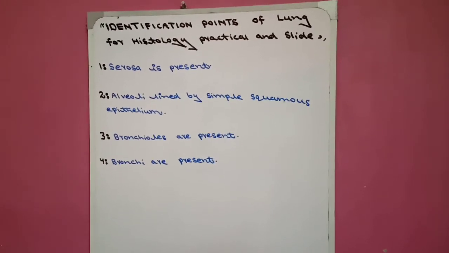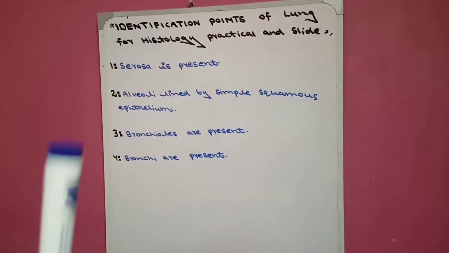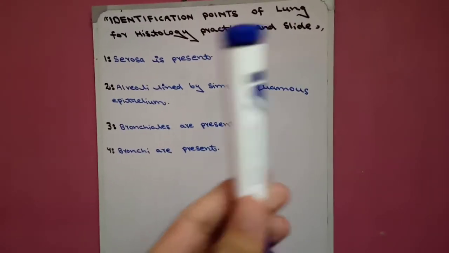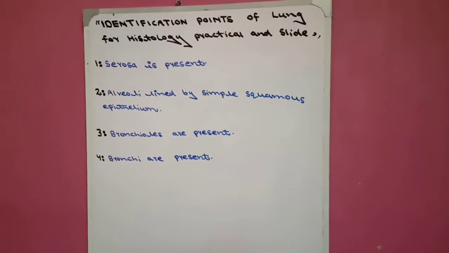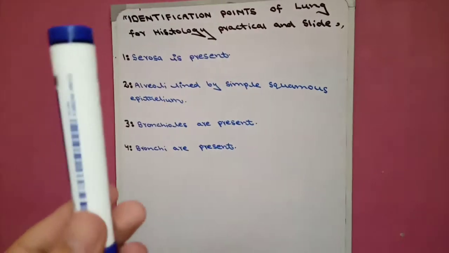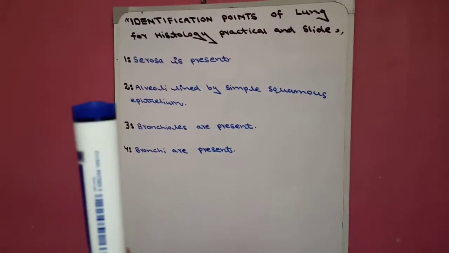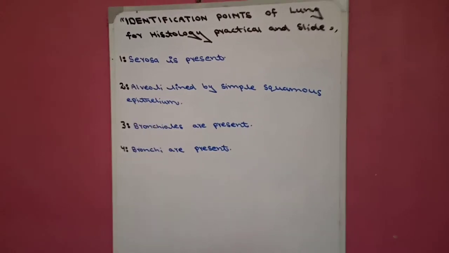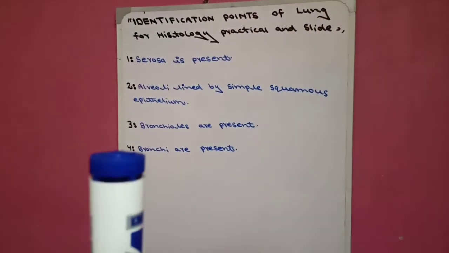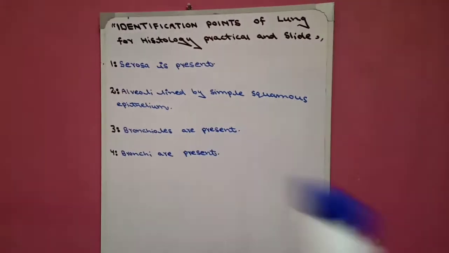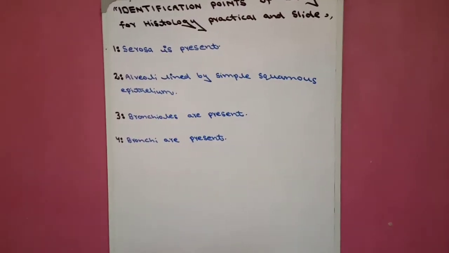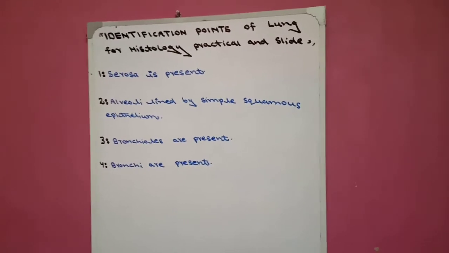Today our topic is related to histology: identification points of lung for histology practical and slide. There are four identification points of lung. Number one, serosa is present. Number two, alveoli lined by simple squamous epithelium. The third identification point is bronchioles are present, and the fourth identification point is bronchi are present. These are the four identification points of lung for histology, practical and slide.